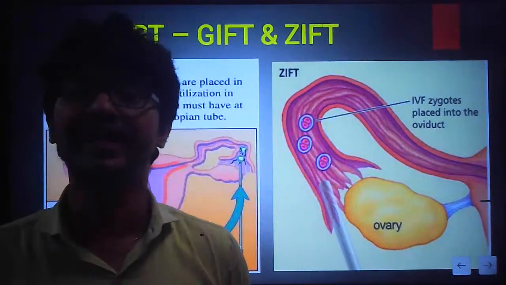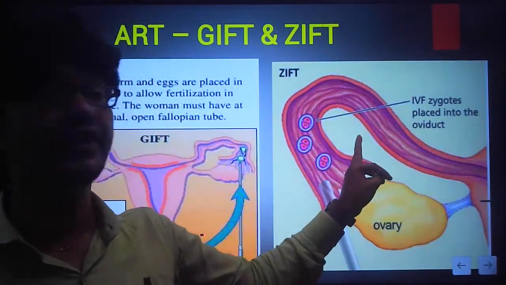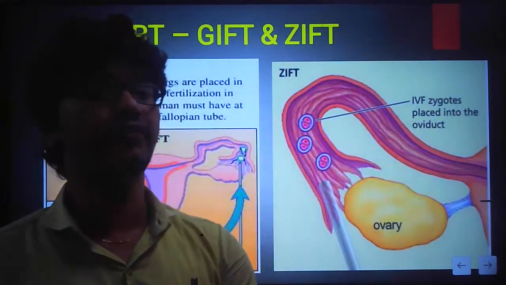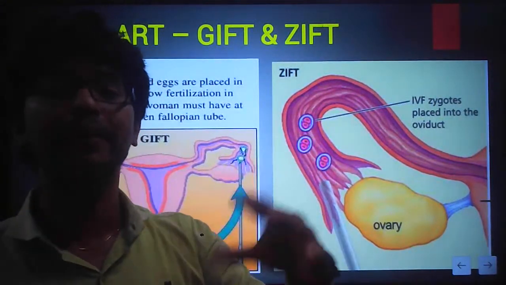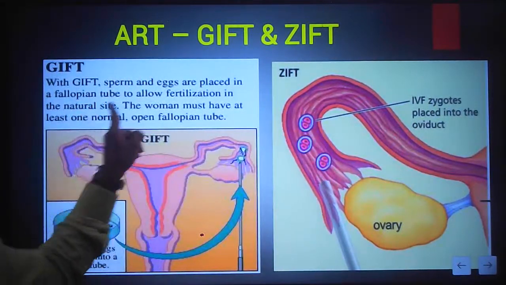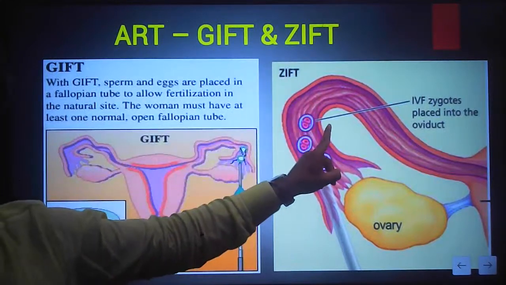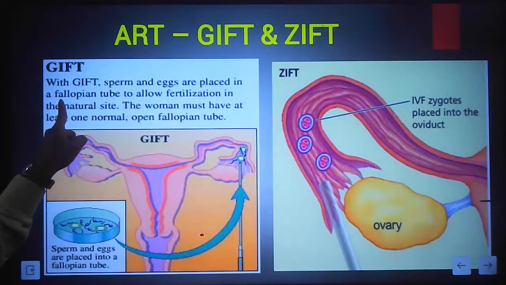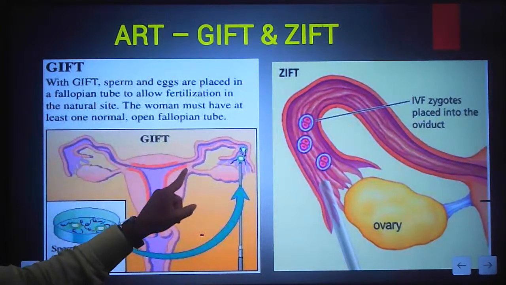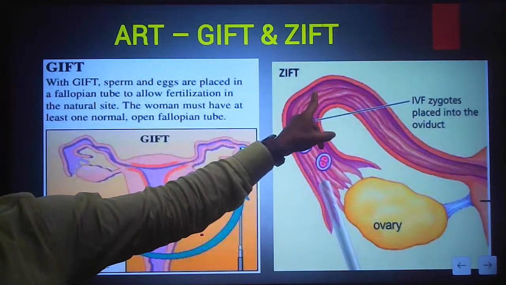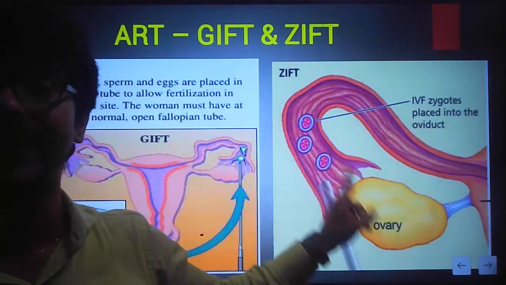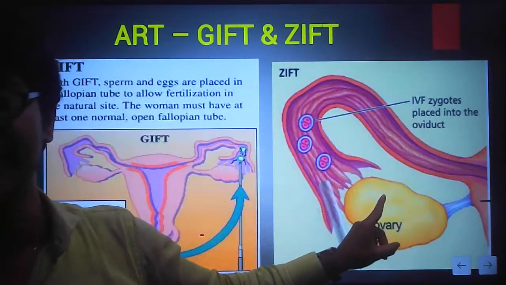Up to the zygote stage, where does fertilization happen? It happens outside the body. That is the in vitro condition. In vivo means inside the body; in vitro means test tube, artificial lab condition. The main difference is that here we transfer gametes and here we transfer zygotes. But another difference is that in gamete intra-fallopian transfer, fertilization takes place inside the fallopian tube, but in zygote intra-fallopian transfer, fertilization takes place in vitro, which means outside in the laboratory condition.